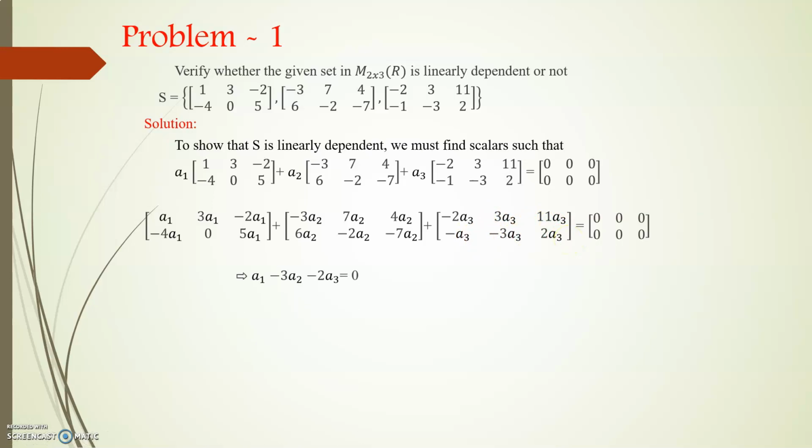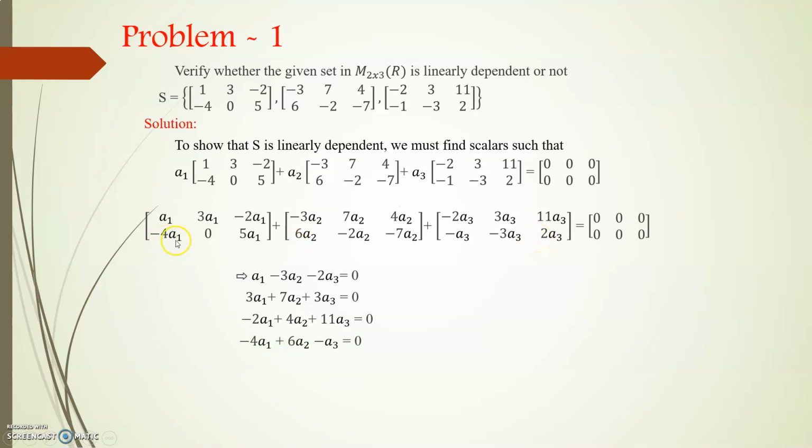So now equating all the first elements from the matrices. First matrix a1, second matrix minus 3a2, third matrix minus 2a3, equal to 0, since the right hand side first element is 0. Next, equating the second element of the matrices: 3a1, 7a2 plus 3a3 equal to 0. Next, equating the third element, we get minus 2a1 plus 4a2 plus 11a3 equal to 0.